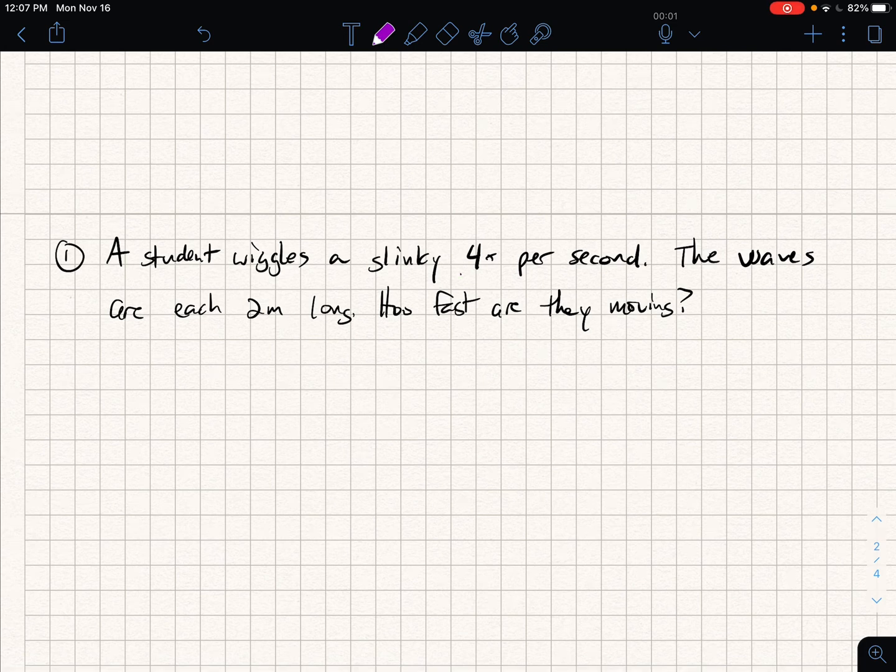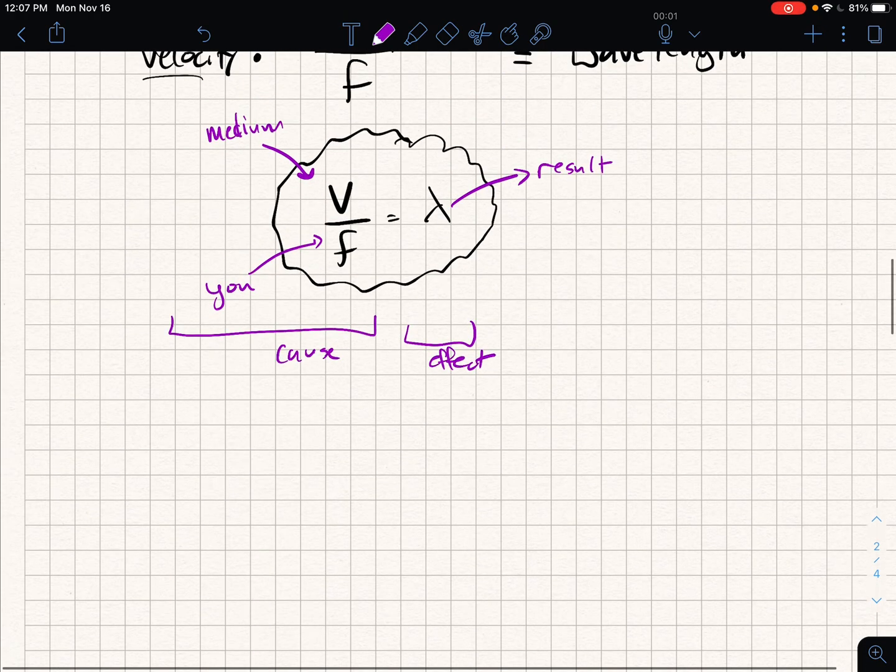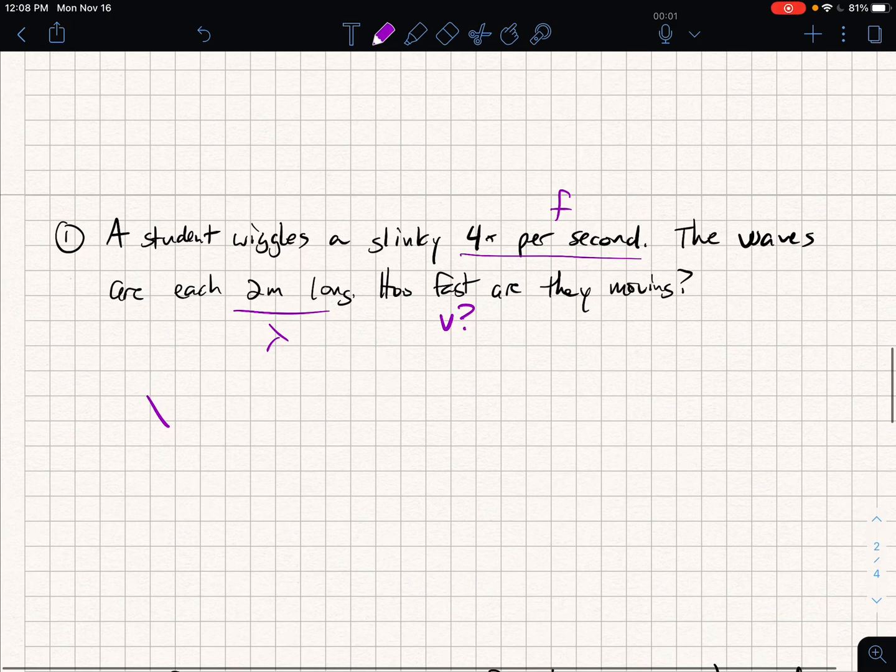So we can do a quick example problem. A student wiggles a slinky 4 times per second. Ooh, that's frequency. And the waves reach 2 meters long. Ooh, that's wavelength right there. How fast are they moving? So it's asking us for velocity. I'm going to break out my wave equation: velocity over frequency equals wavelength.